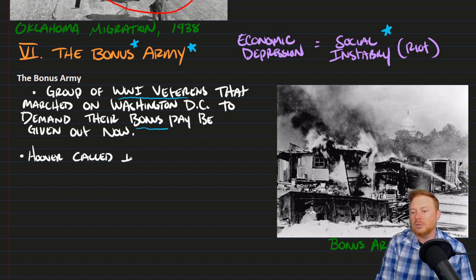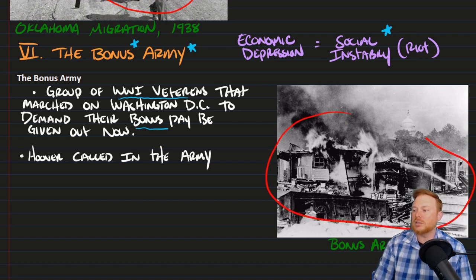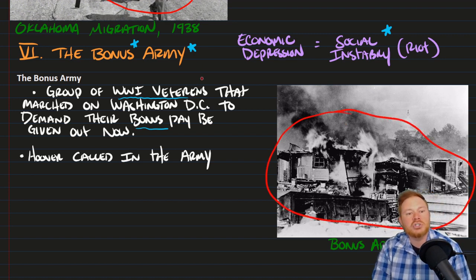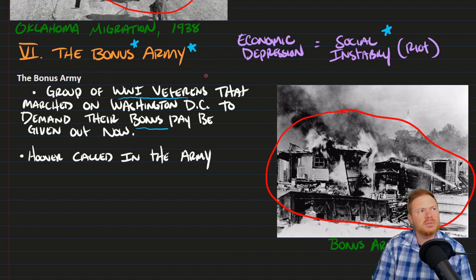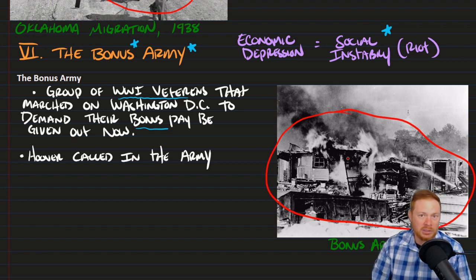called in the Army. And the U.S. Army destroyed the settlement that the Bonus Army had set up in Washington, D.C. Machine guns, I think tanks might have even been in there, I don't know. Machine guns were brought out. The U.S. Army was brought out. Hoover called the Bonus Army insurrectionists and more or less crushed the, whatever you want to call it, right? The gathering of World War I veterans.